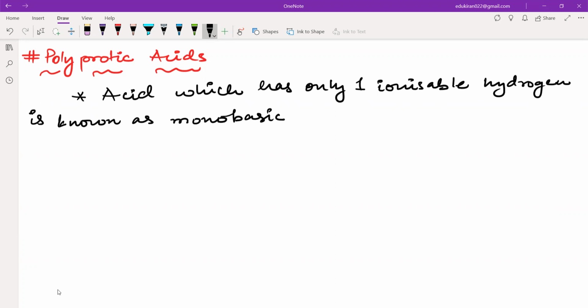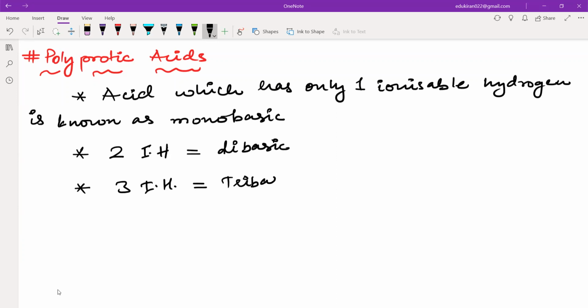If you have two ionizable hydrogen, IH is ionizable hydrogen, then it will be dibasic. If you have 3 ionizable hydrogen, then it will be tribasic, and so on. So one of the examples that I will start with is the example of H2CO3.